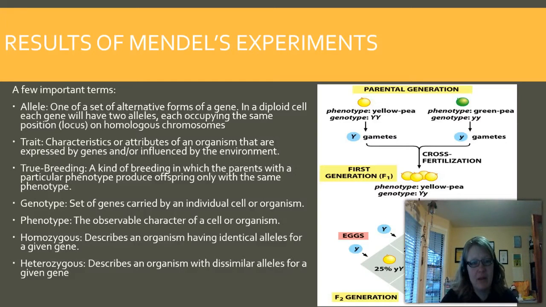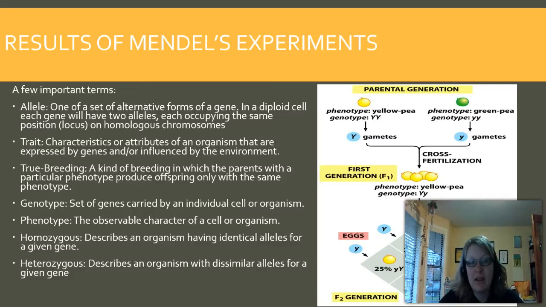Also, he figured out that each parent has one allele that's being passed on. An allele is a set of alternative forms of genes, and in a diploid cell you're going to have two of those. You got one allele from your mom, one allele from your dad. Now you may only show the allele from your mom because that's the dominant trait, but you still have that other set of genetic information from your dad that's just being masked by the other allele. And so that's how this works.